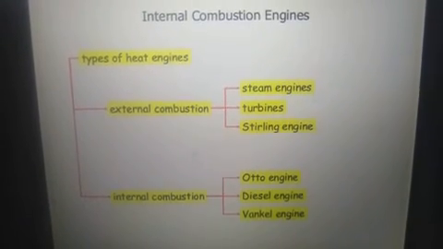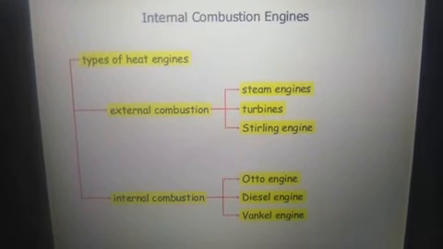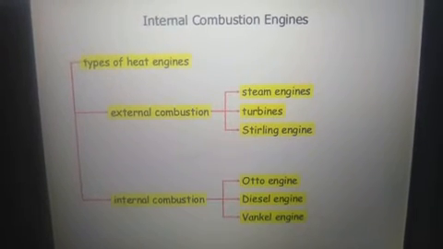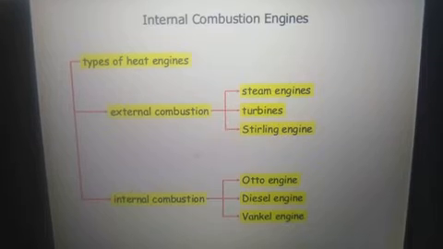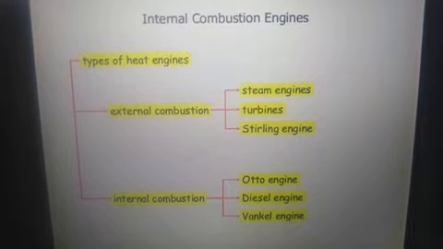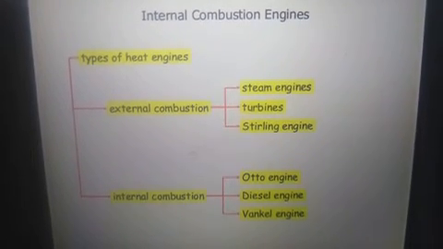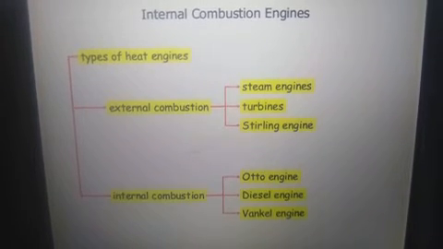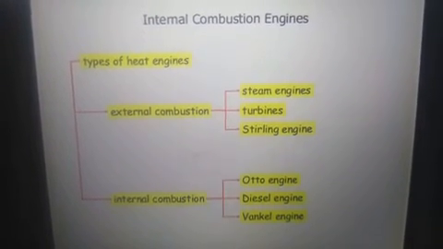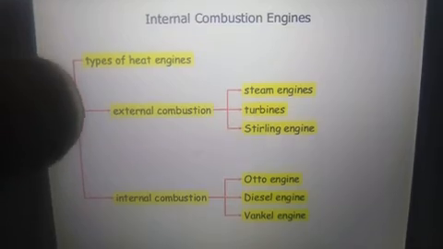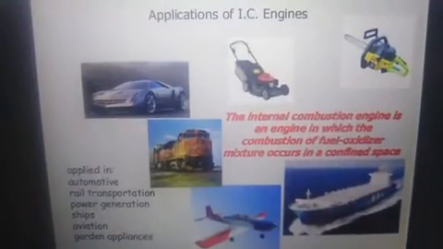Now, IC engines are among the different types of heat engines: external combustion, that is steam engine, turbines and Stirling engine; and internal combustion engine, that is Otto engine, diesel engine and Wankel engine. The Otto engine works on the Otto cycle. The diesel engine works on the diesel cycle, and the Wankel engine is another type which is used.